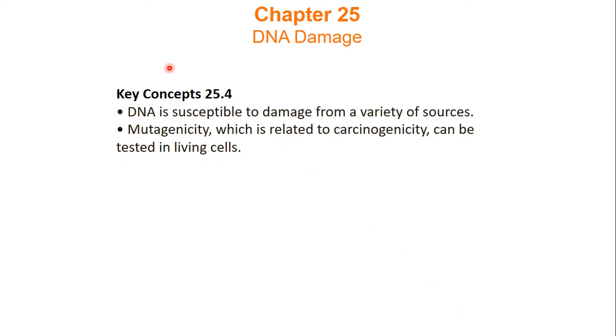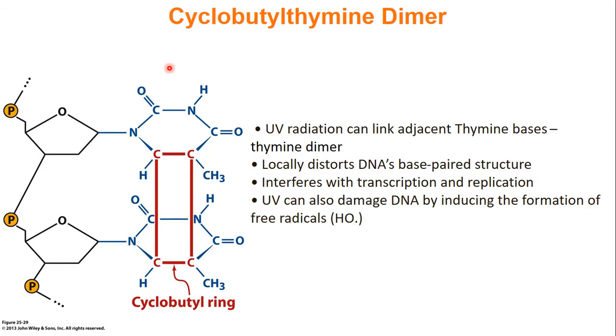In this video, we're going to look at DNA damage. The first DNA damage we're going to look at is the cyclobutyl thymine dimer, also called a TT dimer. This happens when you have two thymines in a row in DNA, and you go outside in the sun. UV radiation will hit you, and what UV radiation can do to your DNA is that these two thymines are now connected in a cyclobutyl ring.